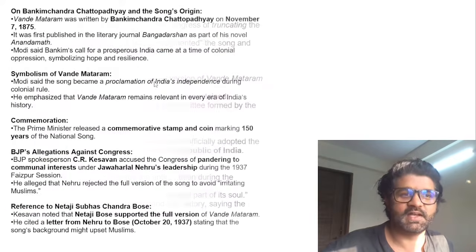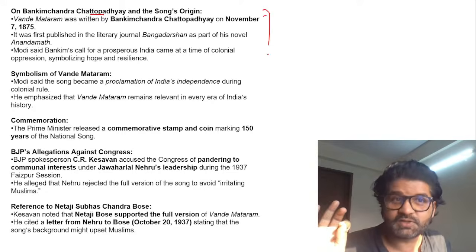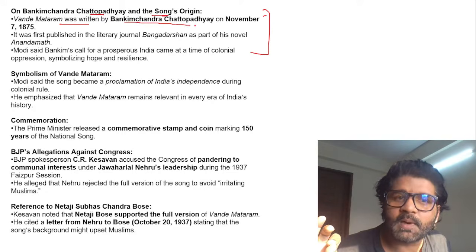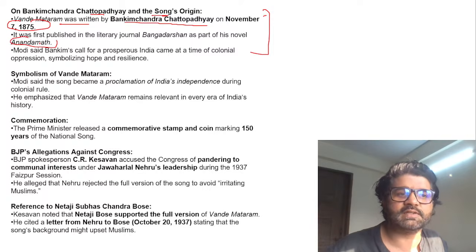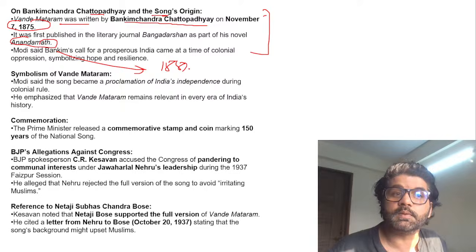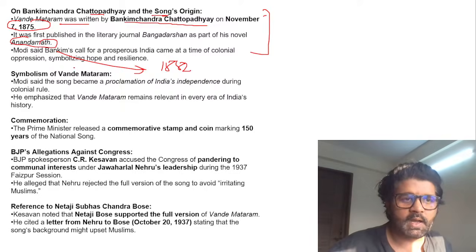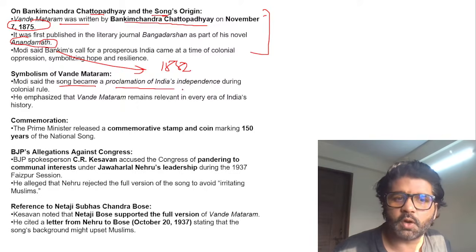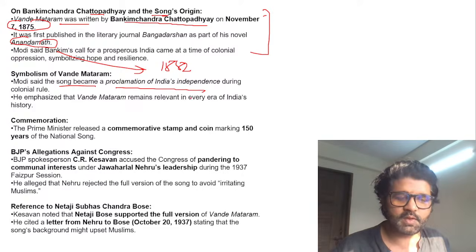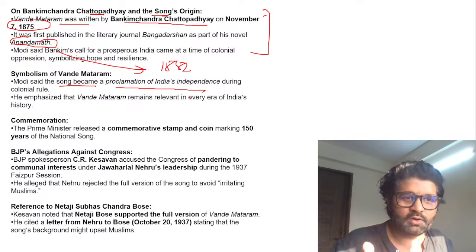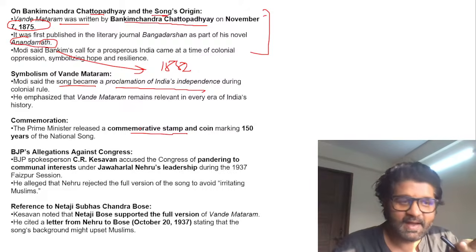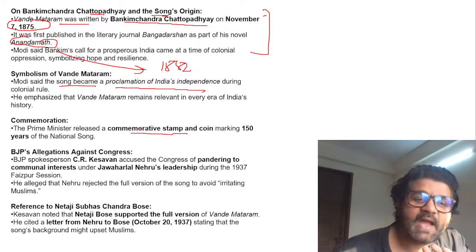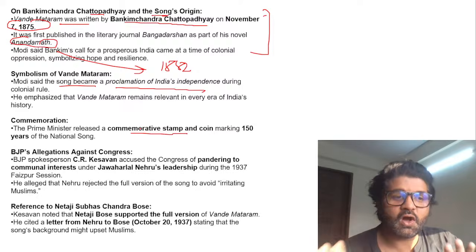So let's focus. This is the part which is important. Song's origin: Vande Mataram, written by Bankim Chandra Chattopadhyay in 1875, was published as part of Anand Math, based on the Sannyasi rebellion, in 1882-83. Modi sir is saying that the song became a proclamation of India's independence. The way they are going, maybe sooner rather than later, God knows whether they will declare it as the national anthem or not. So he released a commemorative stamp and coin marking 150 years of the national song.